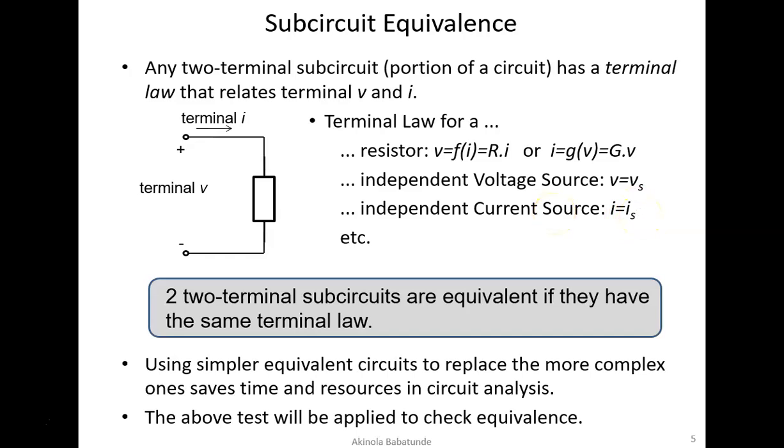If two subcircuits have the same terminal law, it simply means those two subcircuits are equivalent. As we continue to study, we will find out that using simpler equivalent circuits to replace the more complex circuits saves time and resources in circuit analysis.